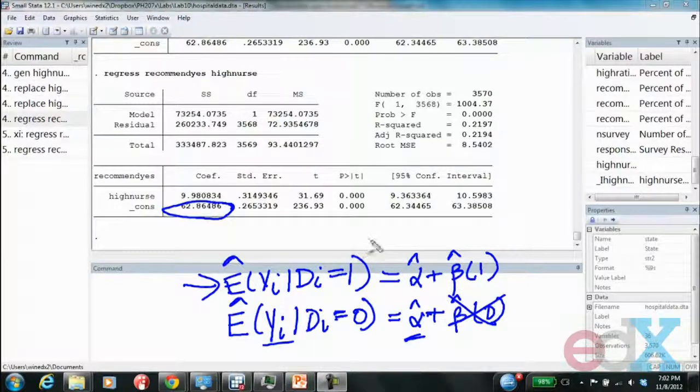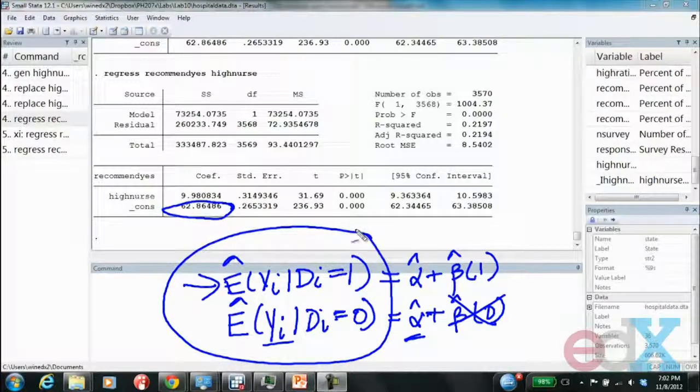And if I were to take the difference of these two means, it would be alpha hat plus beta hat minus alpha hat, so it's just equal to beta hat. So in this case, I could say that comparing hospitals with at least 75% of the patients who say nurses always communicated well with those where less than 75% of the patients said that nurses always communicated well, the average difference in percent of patients who always recommend a hospital was approximately 10%, or beta.